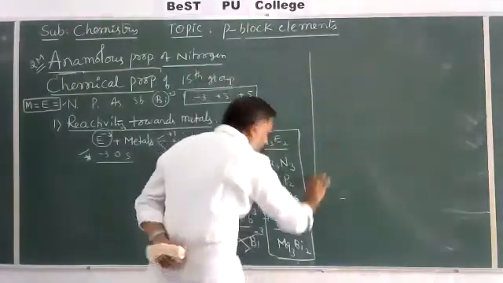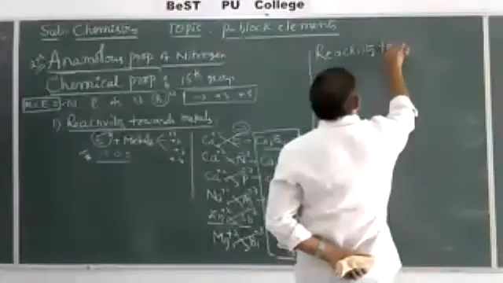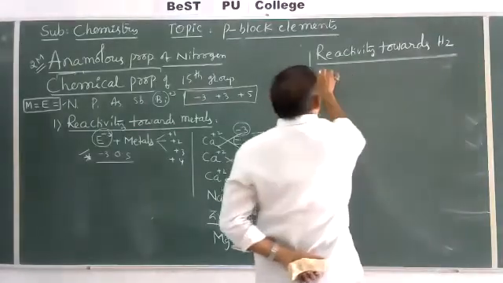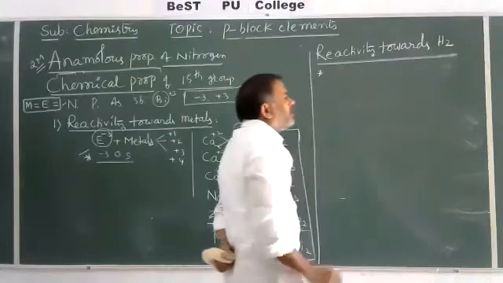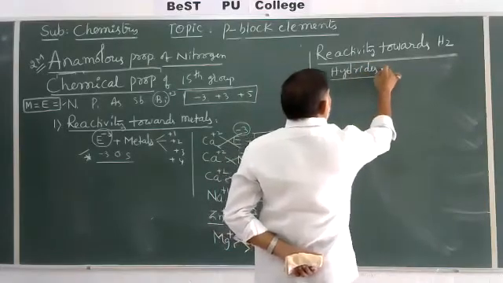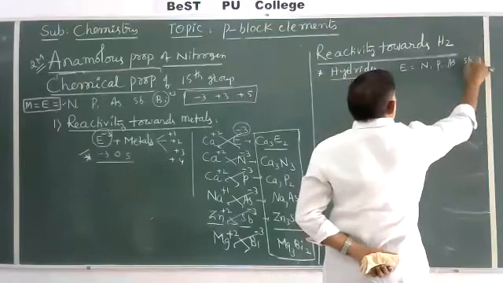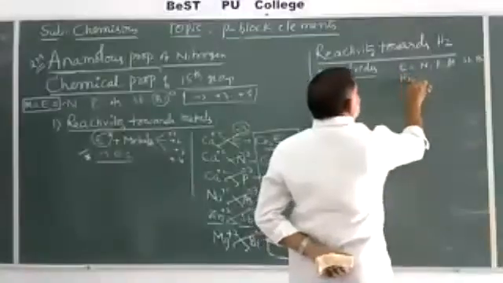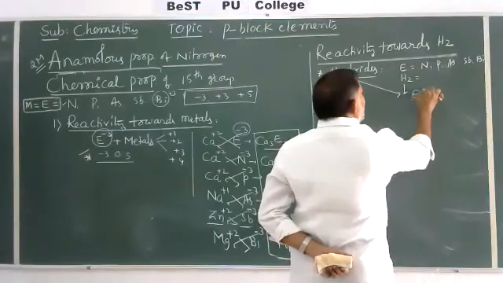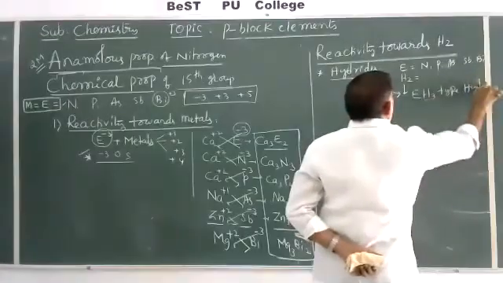Then the next very important concept, the second one, is reactivity towards hydrogen, towards dihydrogen H2. Generally, industrially, to prepare the respective 15th group hydrides, where E is nitrogen, phosphorus, arsenic, antimony and bismuth, we know that they react with hydrogen and form corresponding hydrides. It forms EH3 type hydrides. So the EH3 type hydrides are formed.